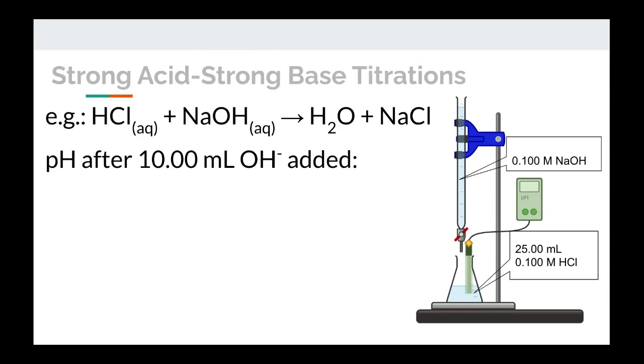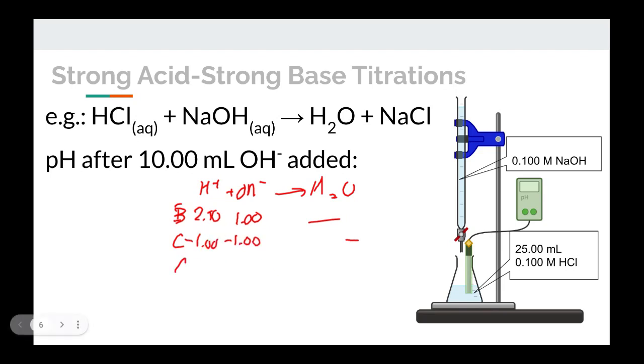Let's look at the pH after 10 milliliters of OH minus has been added. The same thing has happened, it's just happened longer. So we can set up a BCA chart, H plus plus OH minus, making H2O. Before, we started out with 2.50 millimoles. Hydroxide, at this point we have now added 1 millimole. Change, we're going to lose 1 millimole. Afterwards, this is now going to be 1.5. Won't be any OH minus.